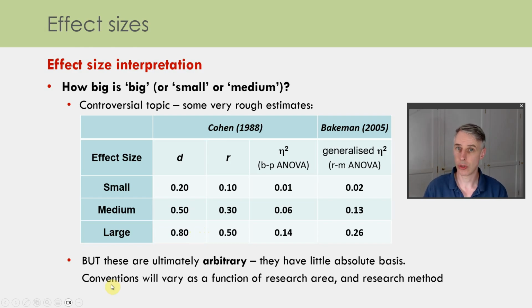Okay? So conventions as to what is a small, medium or large effect will vary as a function of the research area and in turn actually as a function of the research method that you use. So while it is really common to see reference made to cutoffs for small, medium and large effects, they are ultimately arbitrary. They have little absolute basis. So a judgment about the meaningfulness or size of a given effect size value is something to make a more considered judgment on than simply using these arbitrary cutoff points.